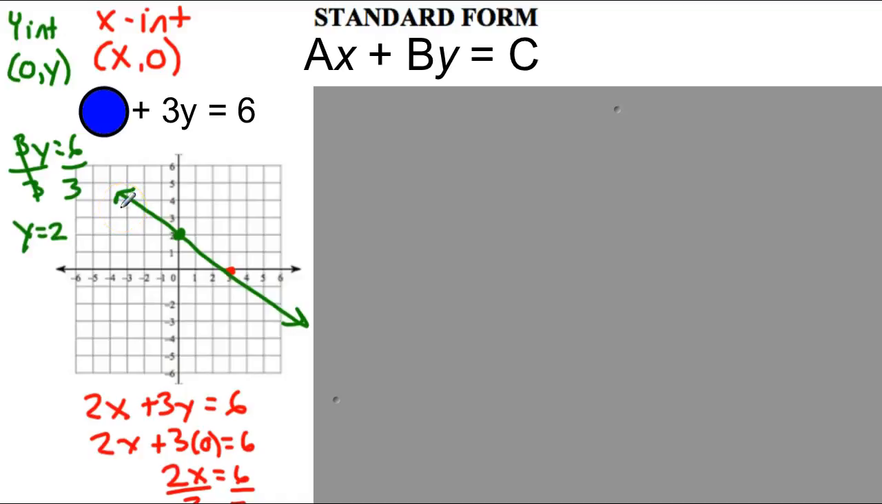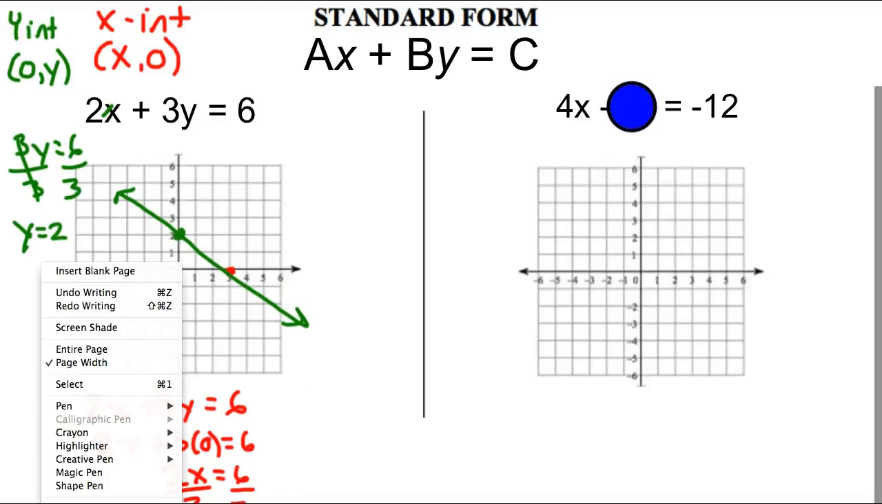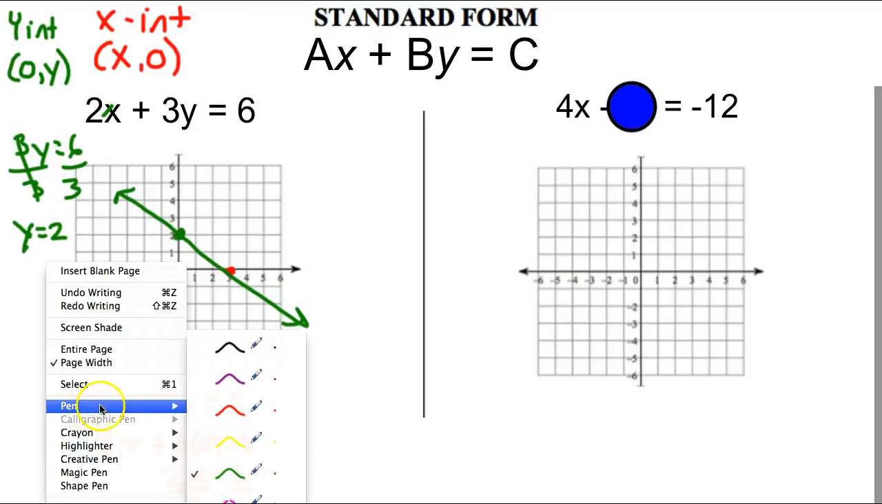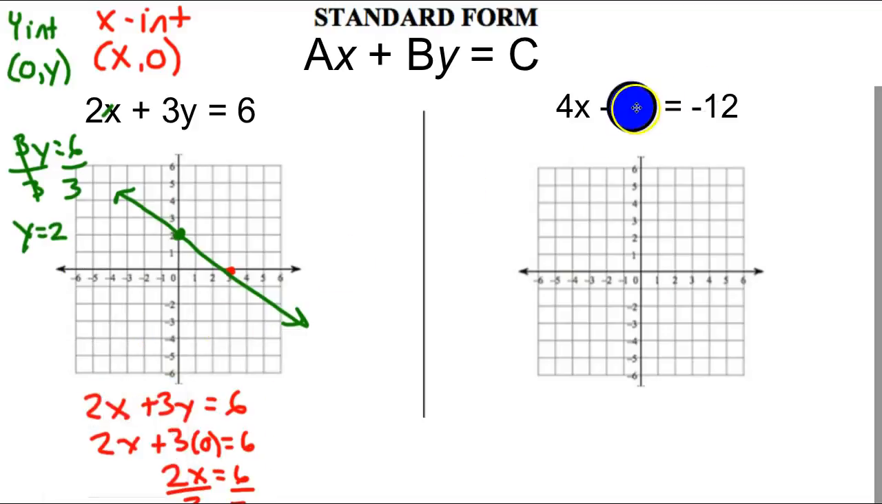So when you use the standard form and you're trying to find intercepts, if you want to find the y-intercept, you put 0 in for x and you solve. If you want to find the x-intercept, you put 0 in for y and then you solve. That is how you find the intercepts. Let's try this one over here. So let me move this for you.